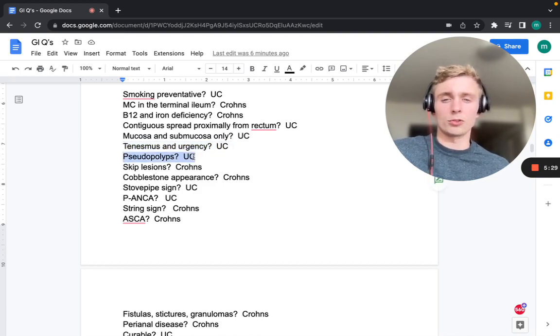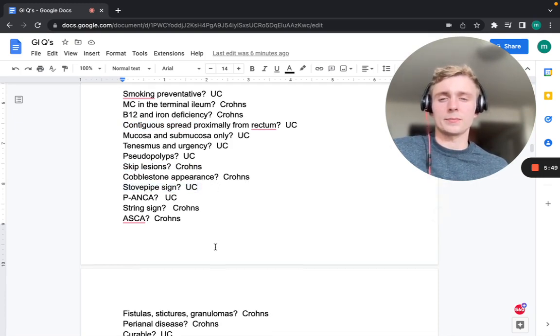Pseudopolyps, that's going to be ulcerative colitis. Skip lesions is Crohn's. We already said contiguous spread was ulcerative colitis, so skip lesions has to be Crohn's. How about a cobblestone appearance? Cobblestone appearance is classic for Crohn's. A stovepipe sign is going to be ulcerative colitis.